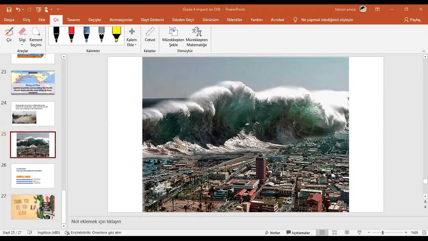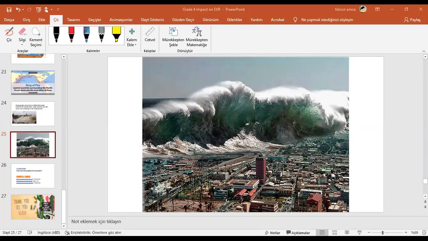Okay, guys, as you see, this is a natural disaster. Can we prevent the tsunami? Is it possible? No, this is natural. It means human beings don't do it. We cannot prevent it. What can we do? Look here. There are some things to do during a tsunami.